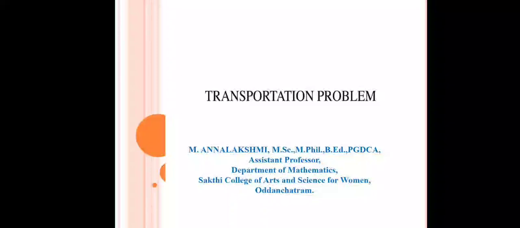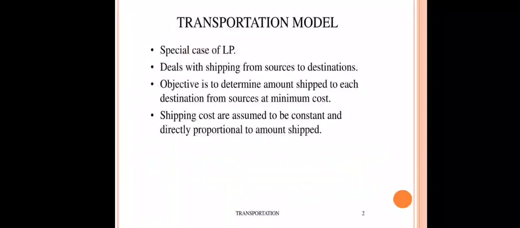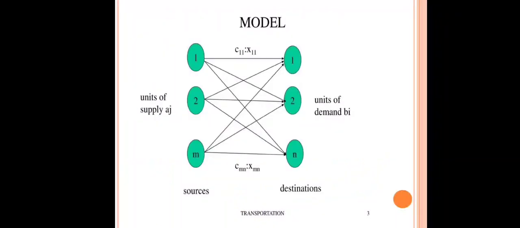In this video, we will see some information about the transportation problem. Let us see the transportation model. The transportation problem is a special case of linear programming. This deals with shipping from sources to destinations. The objective is to determine the amount shipped to each destination from sources at the minimum cost. The shipping costs are assumed to be constant and directly proportional to the amount shipped.